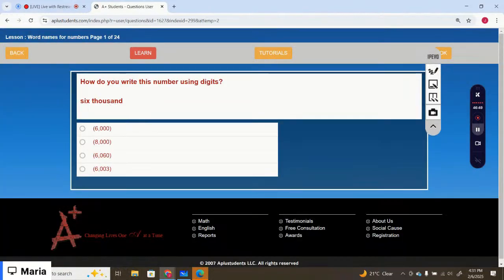How do you write this number using digits? 6,000. Which is the correct option? Option number one is the correct option, right? You can write 6,000 like this.